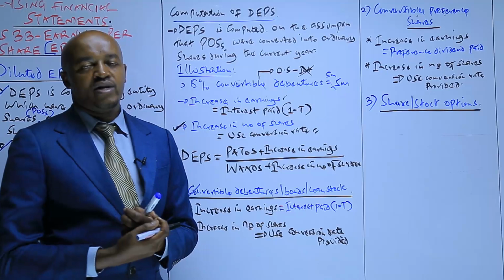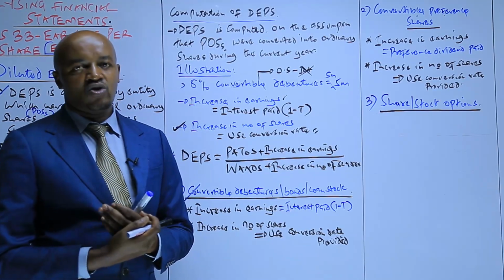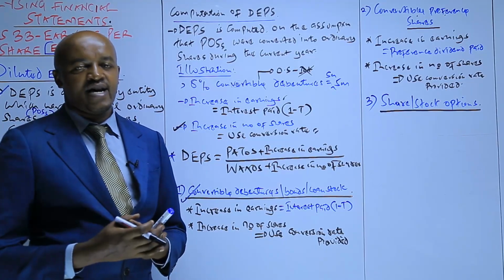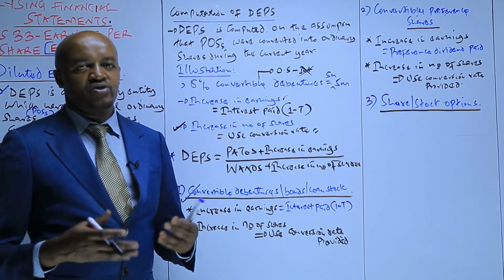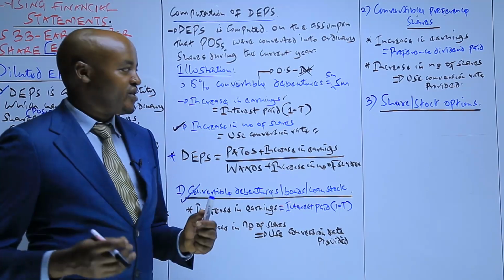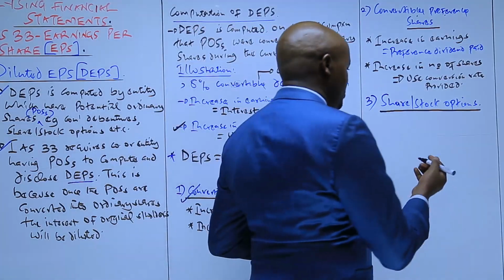Equally, in computing the diluted earnings per share, we assume that these stock options or share options were exercised during the current year. The employees of the company bought the shares of the company during the current year, but at a price below the market price. So what you do, you proceed and determine two items.